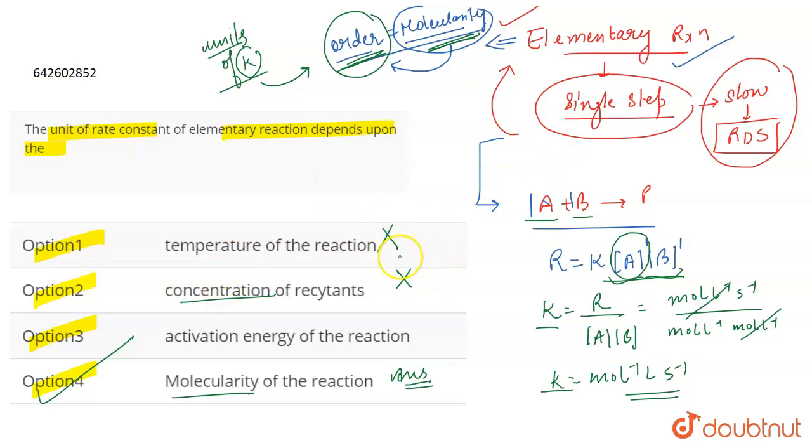Only the number of reactants are going to increase when the order increases, and therefore the units are going to be affected. Okay, so that is due to the molecularity. Activation energy, no, activation energy is not responsible for the change in units of rate constant. It is only and only the order of the reaction, right? And order is affected by the molecularity in the case of elementary reaction. That's all for the question.